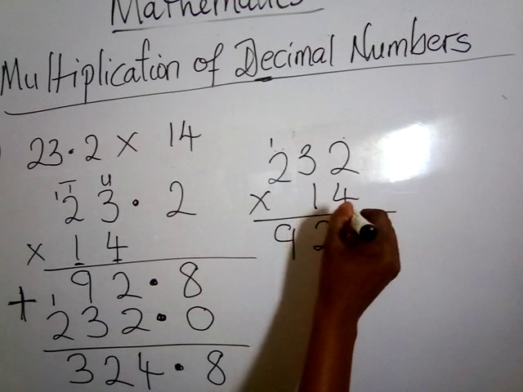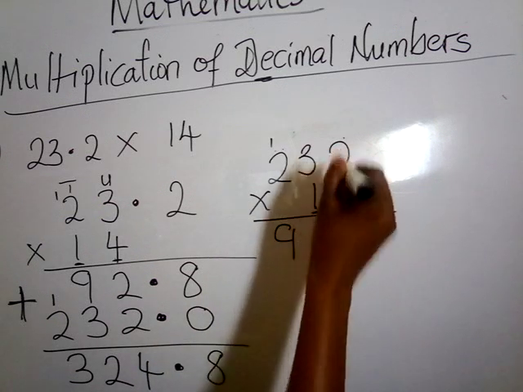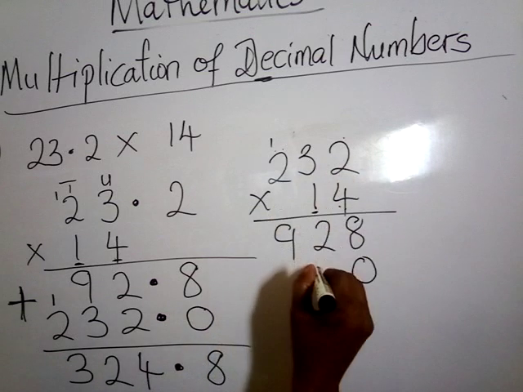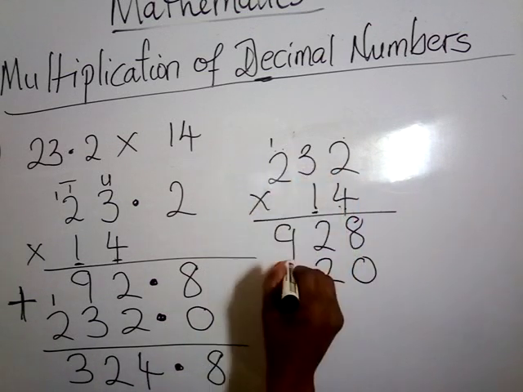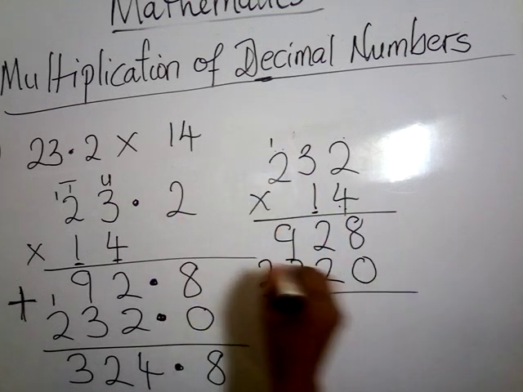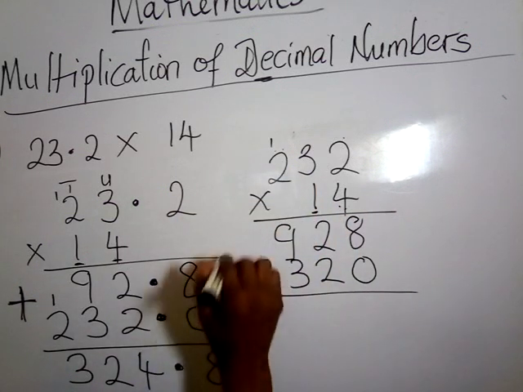We are done with 4. Now we move on to 1. 1 times 2, you can't write it here. You block here with a 0, right? So 1 times 2 is 2. 1 times 3 is 3, and 1 times 2 is 2. What do we do next? We add.